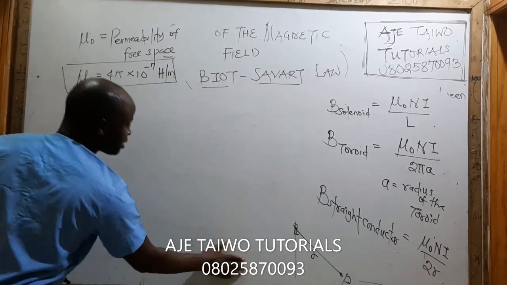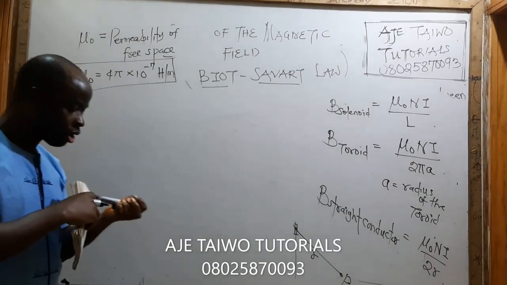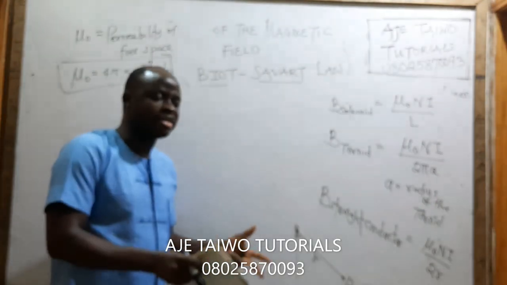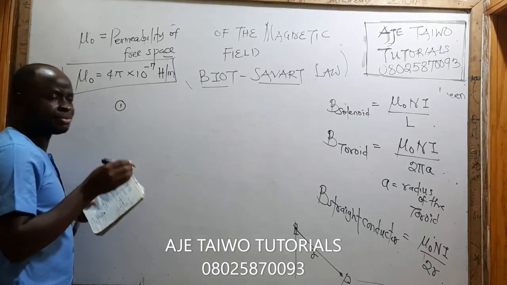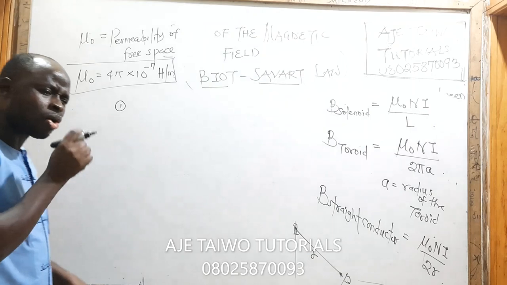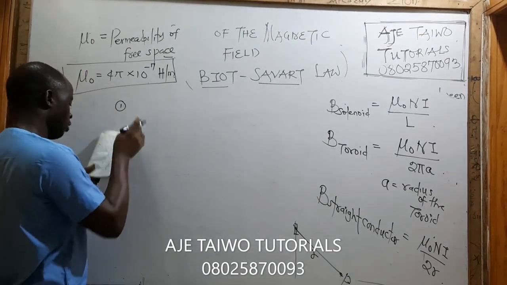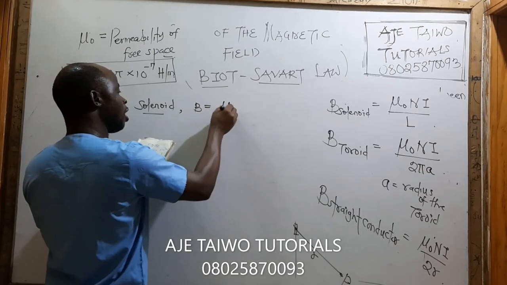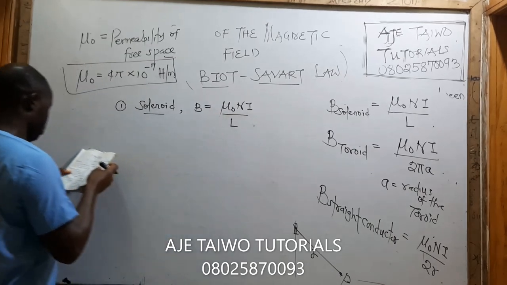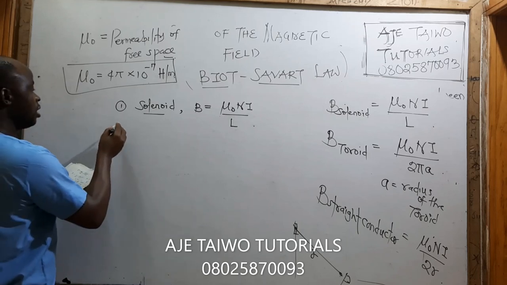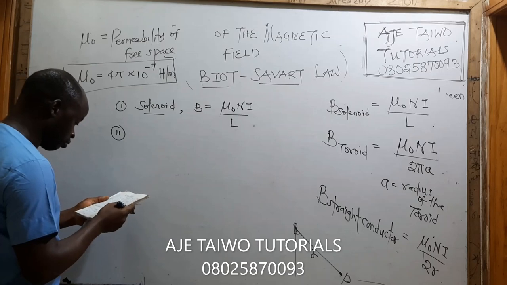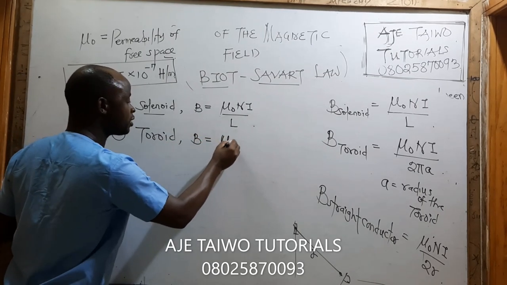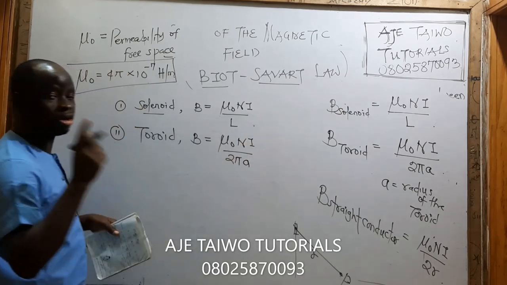The integration of the above Biot-Savart equation gives the magnetic field for different current carrying conductors. Once the conductor is mentioned, what is the B value? For solenoid, B equals, as I've said before, mu naught N I all over L, where N is the number of turns of the coil. Next, for a toroid, B is mu naught N I all over 2 pi A, where A is called the radius.